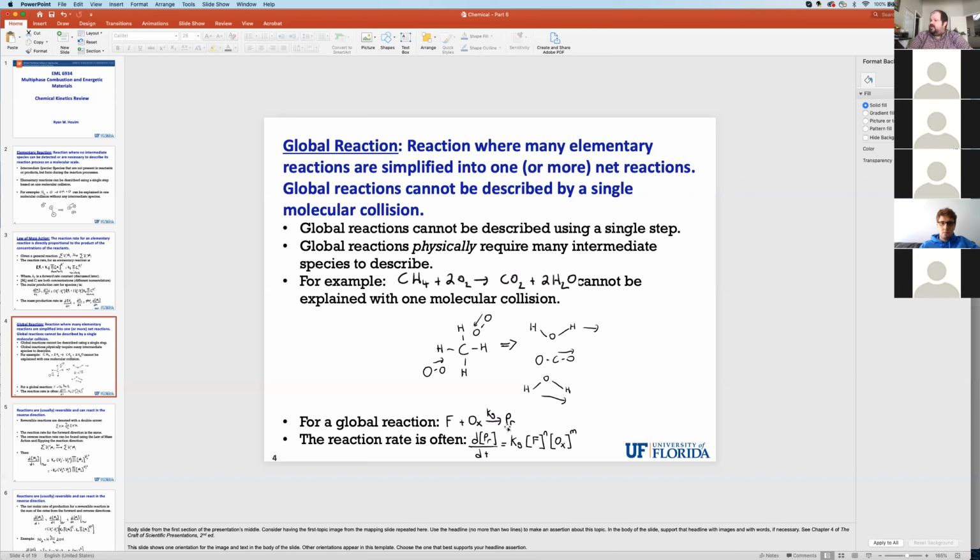But again, this entire process of the conversion of fuel and oxidizer to products physically occurs in many steps. And so a chemical reaction like this just simply doesn't happen in one step.